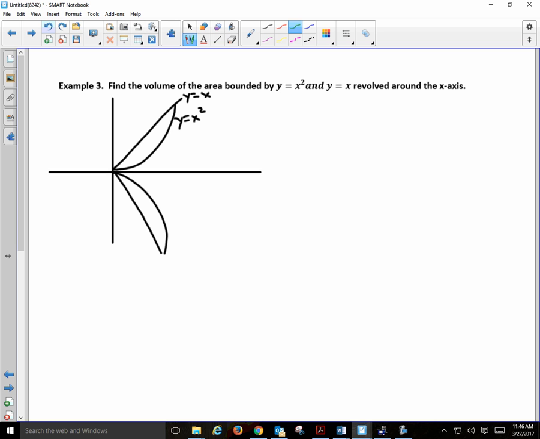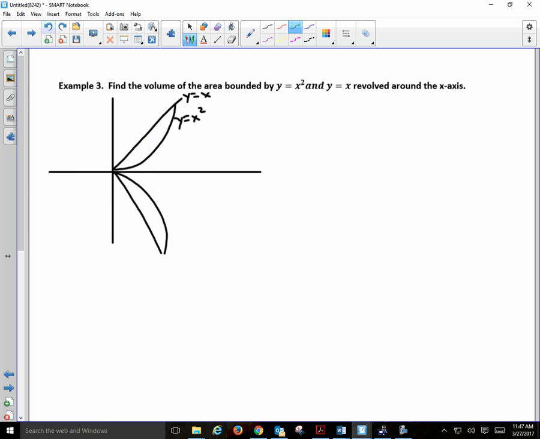Please make sure that you don't draw this next part. If I wanted to draw a vertical rectangle and rotate it around and create a washer, could I? Yeah, you could. This is an example where you could use a washer. You could also use a cylindrical shell. Your assignment today, you must make the cylindrical shells. On your test, you could choose what you want, but yes, you will use dy in this problem.